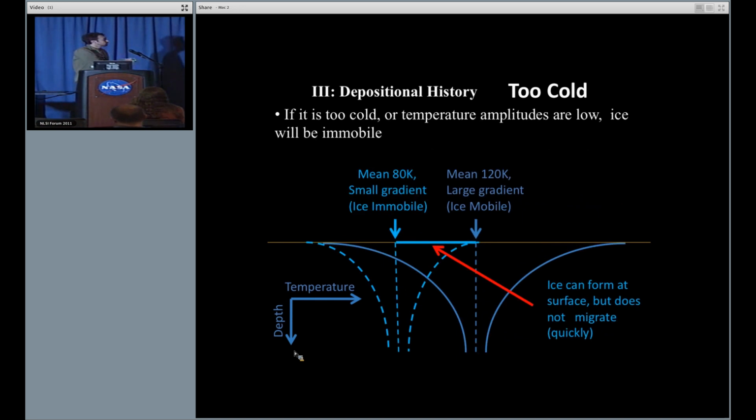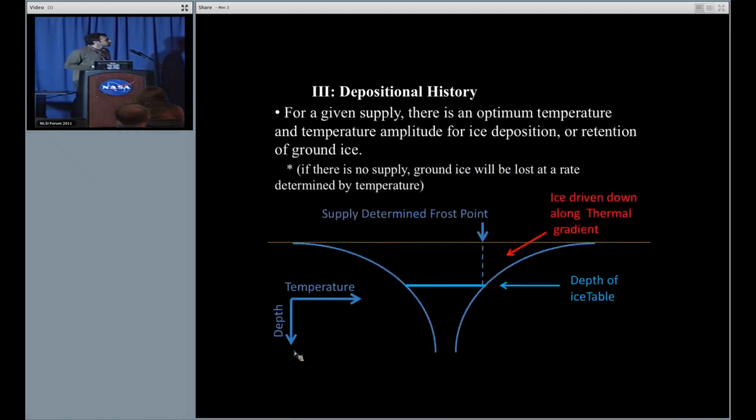The other end is the cold area, and here's what I was saying: if you're too cold, you're just going to have an ice table right at the surface. And those water molecules aren't going to get down unless you bury them by some other process. So they don't migrate as quickly as they could thermally to protect themselves. Just getting under the top few centimeters is all we need. And so what this all comes to is that there's an optimum temperature and temperature amplitude space for collecting ice.